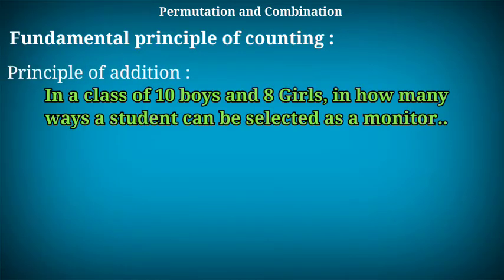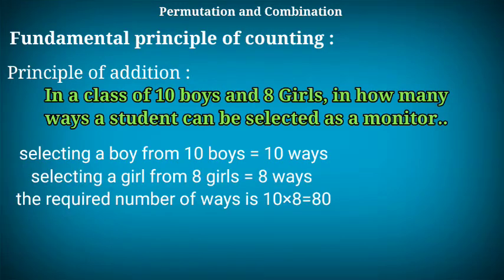Now, if I ask the same question in the way that only one monitor will be selected out of those 10 boys and 8 girls, how can it be calculated? That monitor can be selected from the boys, so 10 ways are there, and that monitor can be selected from the girls as well, so 8 ways are there, but only one monitor will be selected. So the number of total ways of selecting a monitor is equal to 10 plus 8, that is 18. This is the difference between the two principles of counting.